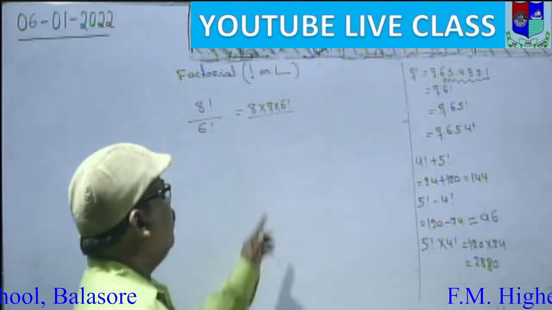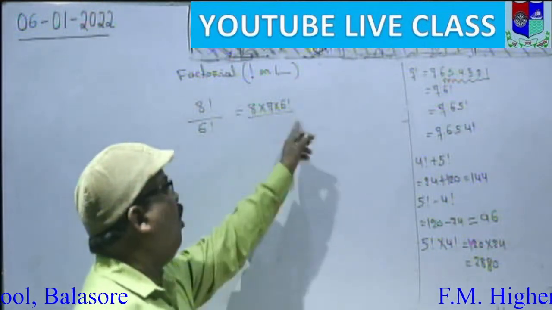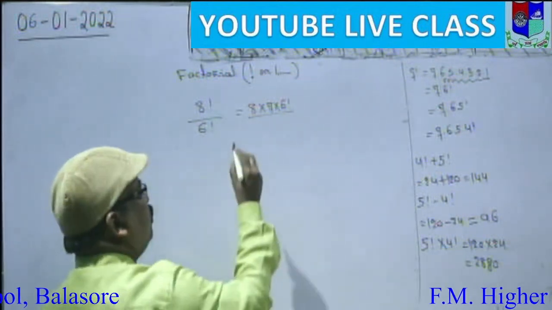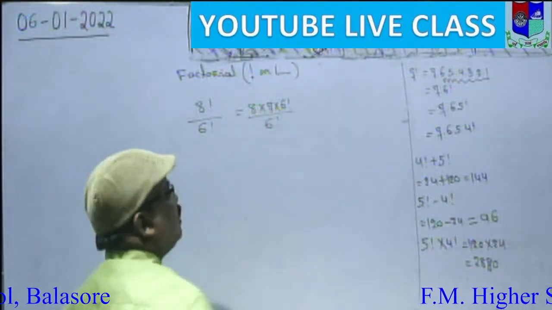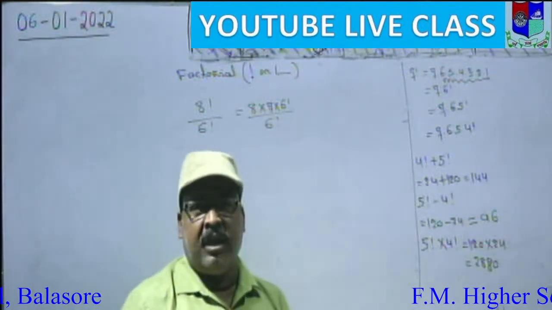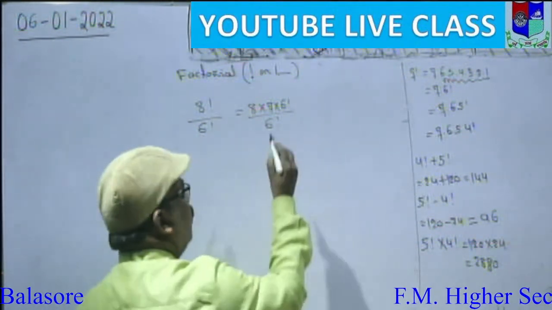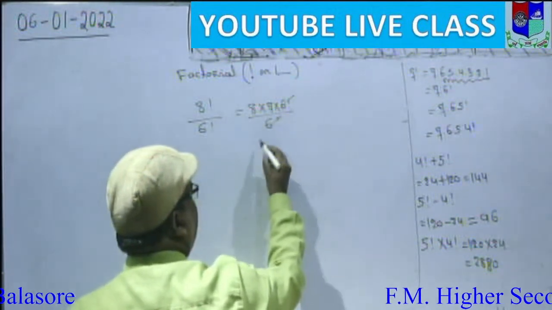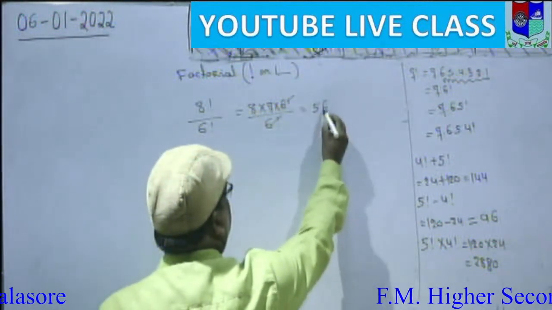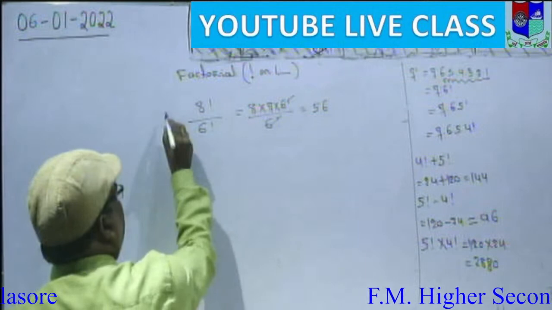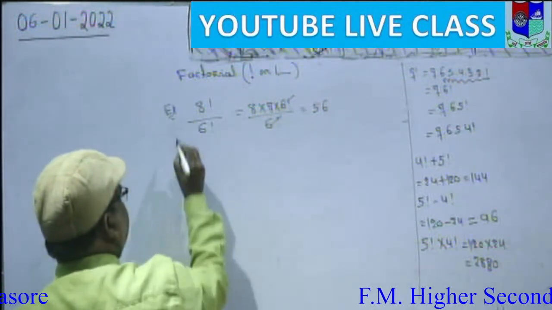Why do we reduce this 8 factorial up to 6 factorial? Because denominator is 6 factorial. So this 6 factorial cancels. So answer is 56. Similarly, another example.